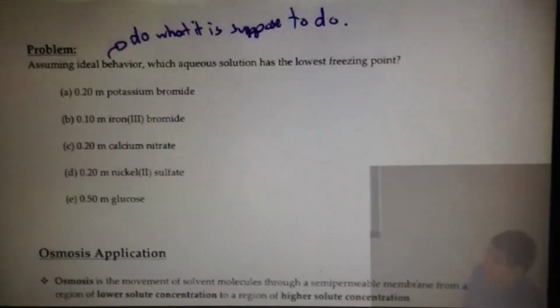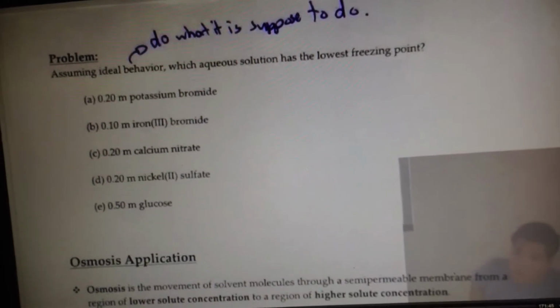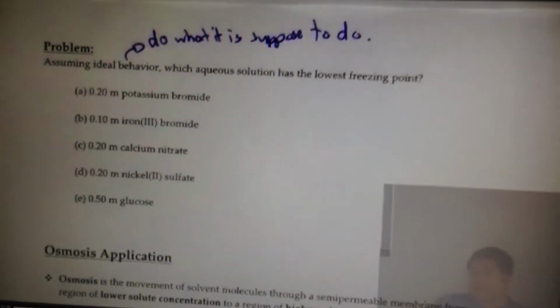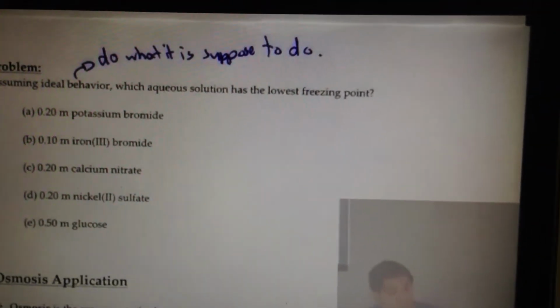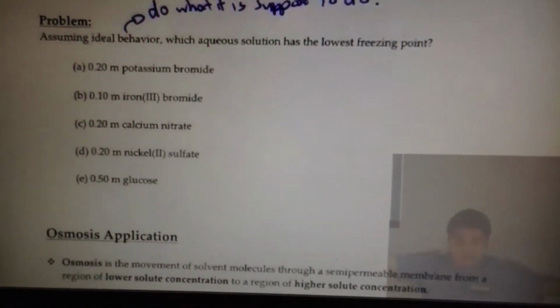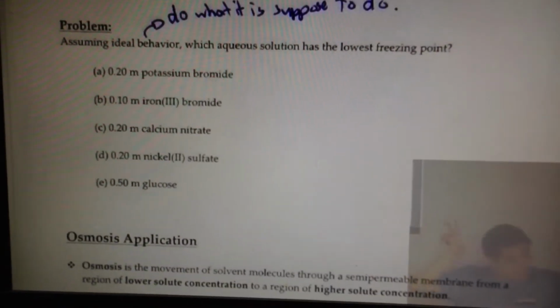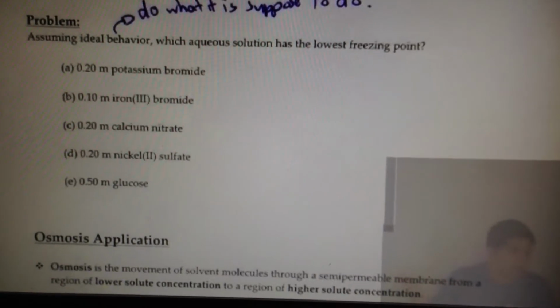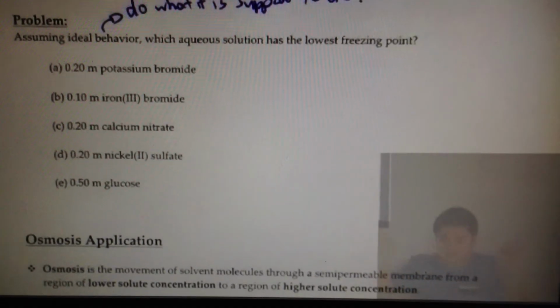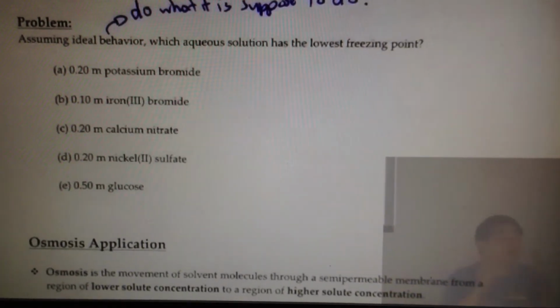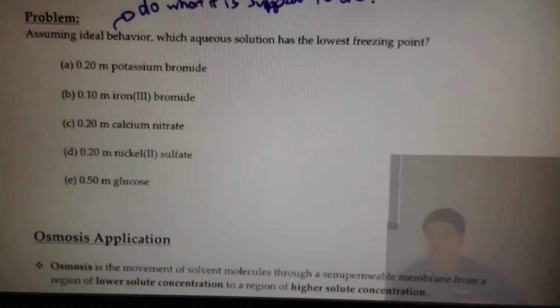is supposed to do. Okay? So ideal solution means it's going to do what it's supposed to do. So if something is ionic, what are ionic things supposed to do? Separate. Is everybody good at that? So that's what it means to be ideal, right? But if it's covalent, what is an ideal solution supposed to do? Stay together. Does everybody get that? So ideal just means do what it's supposed to do.